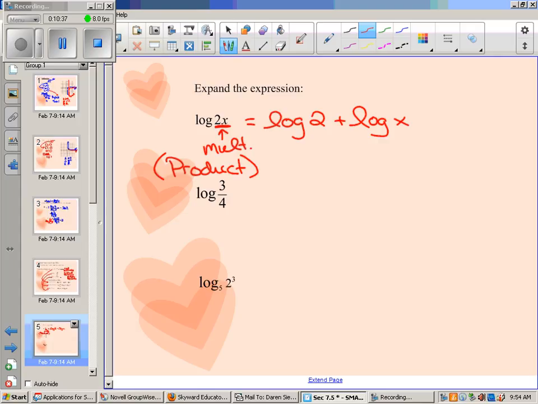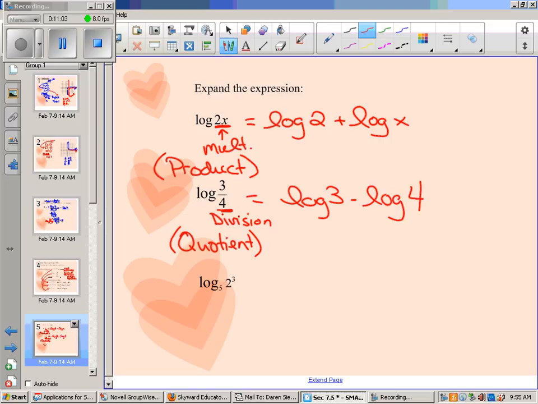Okay, so then when I have log of 3/4, what's happening in the 3/4? Division. Well, division, when I take two numbers and divide them, I get a quotient. My quotient rule tells me to subtract the individual logs. So I would take log of 3 minus log of 4.